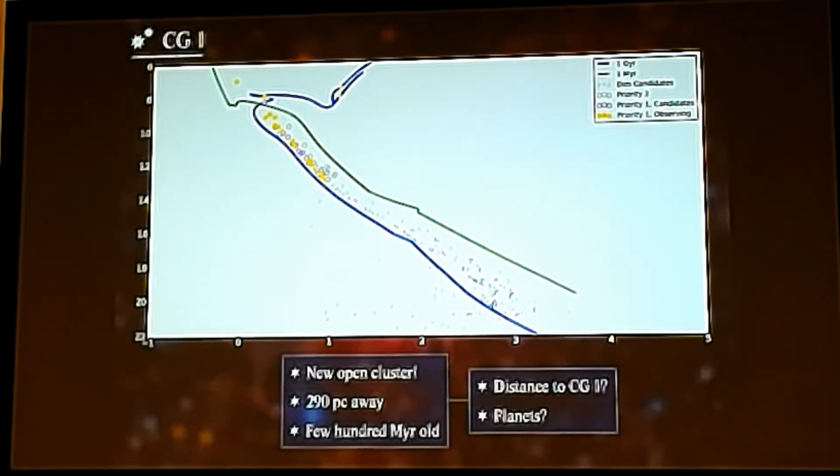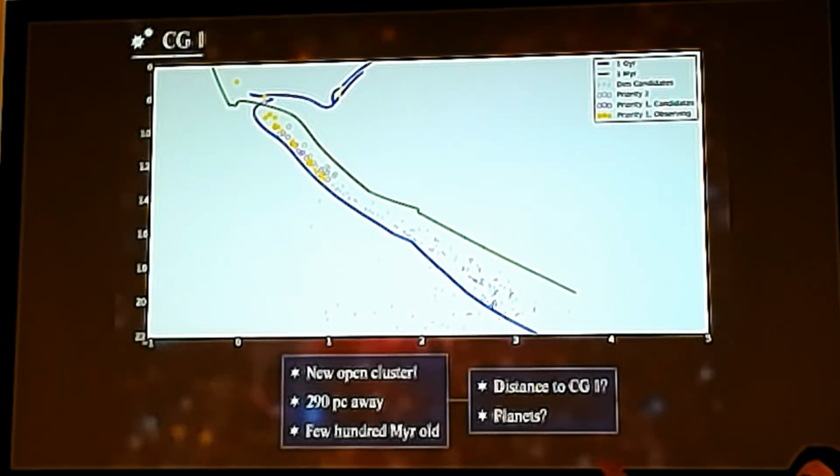Here is its color magnitude diagram. Now this is apparently one of the older possible clusters in the bunch. But it's also the closest, so we're just going to go ahead with it. It's still a new open cluster. It'd be good to see what's going on in there. Also, we might still get a distance to the cometary globules.